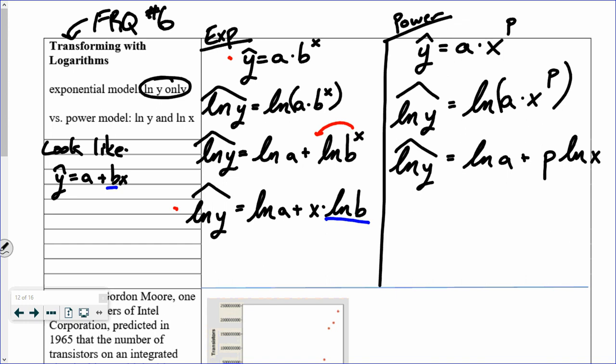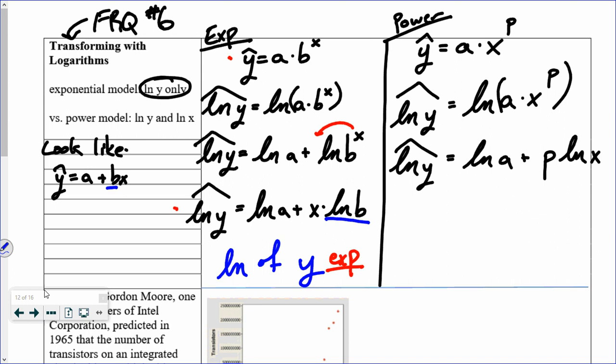So we've taken something that looks decidedly nonlinear, y hat equals a times x to the p, and we've turned it into something linear. But notice the difference. Over here on the left, we took the natural log of y only, and that was for exponentials.